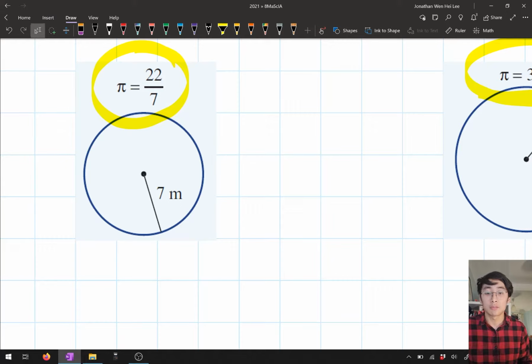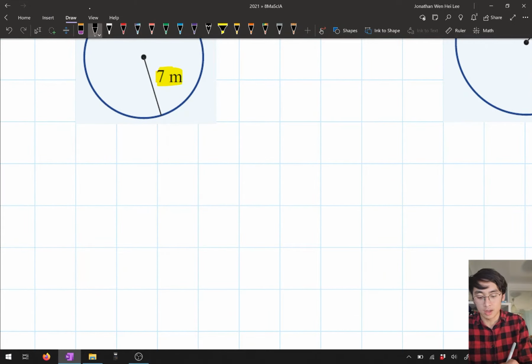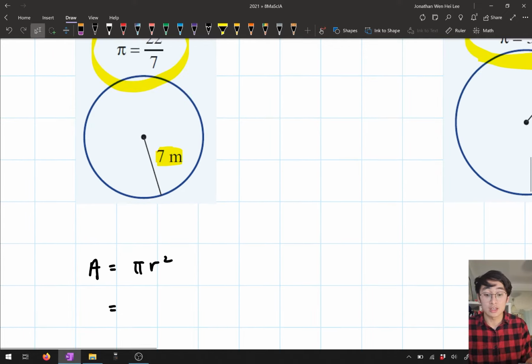So here we get given that the value of pi is 22/7, and we have this circle over here. Now if you have a look at this circle, we've got this measurement of 7 meters, and that is my radius. So that's perfect for me. I can just use my formula. So here, I'm just going to write, area is equal to pi r squared. That's me just writing down my formula for a circle. And so here, I just need to substitute my values in.